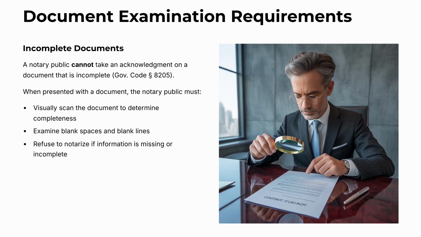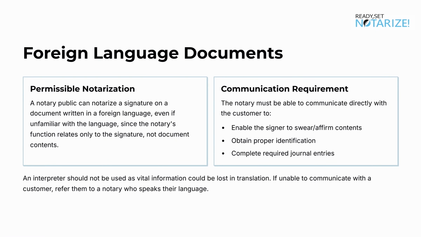When presented with a document containing a signature to be notarized, the notary public should visually scan the document to determine if the document is complete. Blank spaces and blank lines should be examined to ensure information is not missing. Also, if a notary public has experience with a particular type of document and knows what information should be stated in the document, and that information is missing or incomplete, the notary public must refuse to notarize the signature. California Government Code, Section 8205(a)(2).